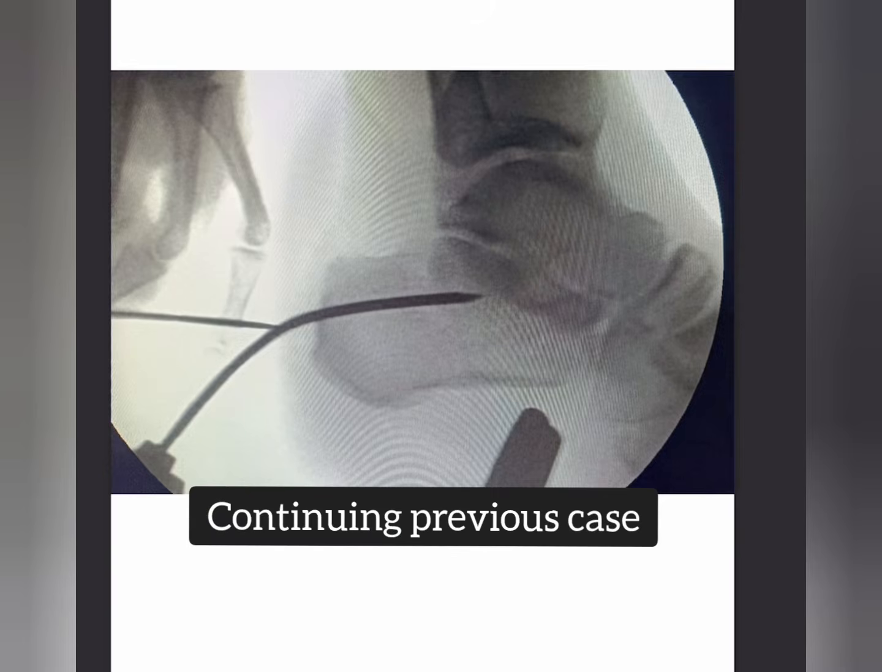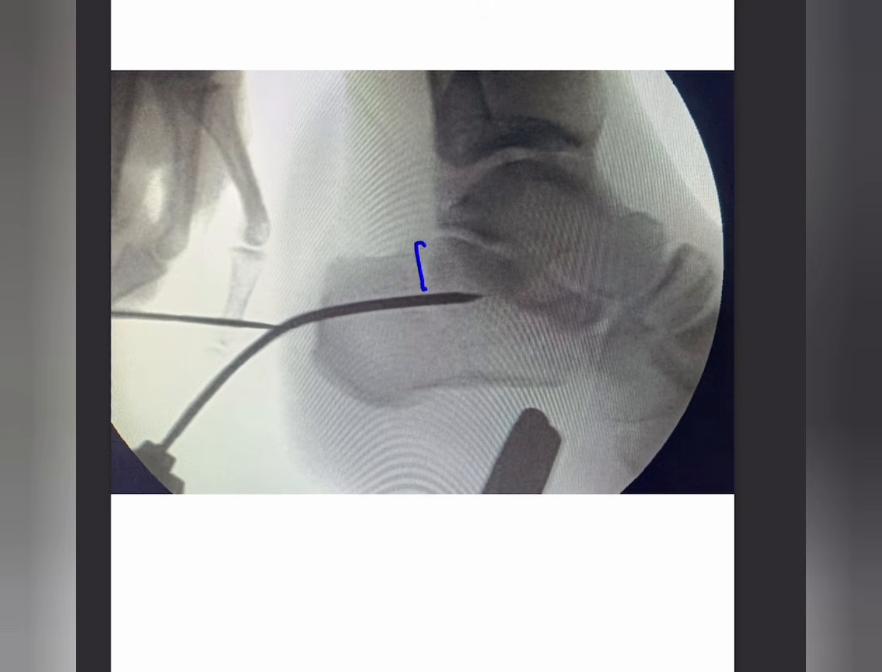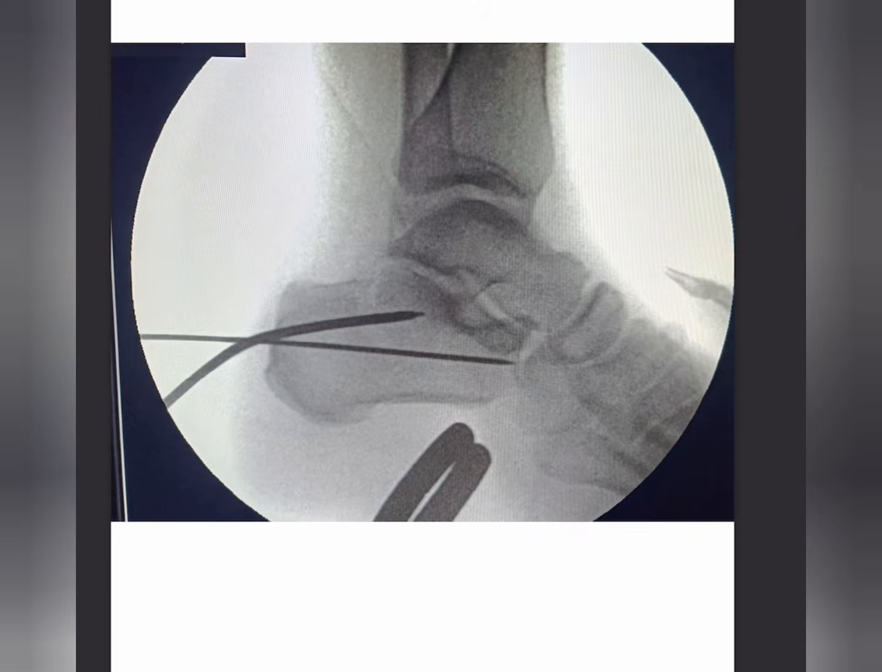The angle appears to be anatomically reduced. The calcaneal height appears to be anatomically reduced. The fracture line, secondary fracture line is still persistent. Okay, so one assistant holds this in the Essex Lopresti plantar flexion manner. Okay, and now we are inserting a guide wire at the calcaneal tuberosity for the CC screw to pass. So we have inserted the guide wire.